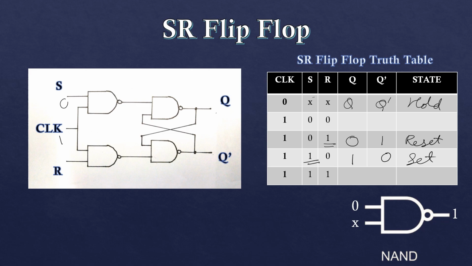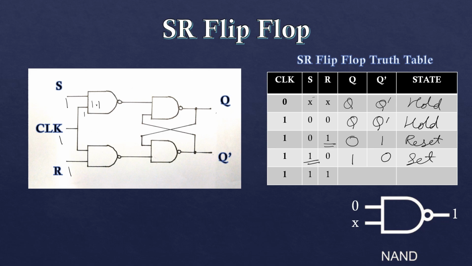Now let us consider that S is 0 and R is 0. What will happen? 0 means it will be 1, and this will also be 1. When 1 and 1 are sent to the RS latch, the output remains the same. So this will be Q and this will be Q bar. I will write the same thing here. When 0 and 0, this will be Q and this will be Q bar, and it will be in a hold state. That is the same value.